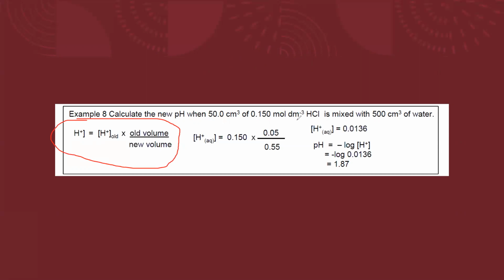Hydrogen ion concentration. What is the hydrogen ion concentration? It's a strong acid. For a strong acid, the hydrogen ion concentration is the same as the concentration of the acid, so that's why it's 0.150. The old volume was 50 cm cube, which is 0.05, and the new volume? You can see originally it was 50 and we added 500 more, so it will not be 500, it will be 550. That's why it is 0.55. When you solve, you'll get the new hydrogen ion concentration. Using the new hydrogen ion concentration, you will get the pH. Is this example clear?